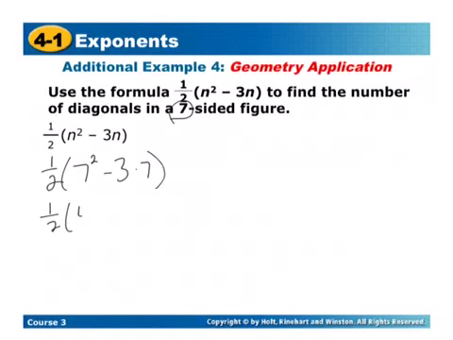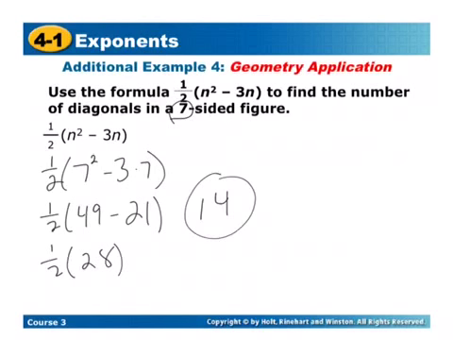So we have 1/2 times 49 minus 21. So if we do 49 minus 21, we get 28, and half of 28 is going to be 14. So a 7-sided figure has 14 diagonals.